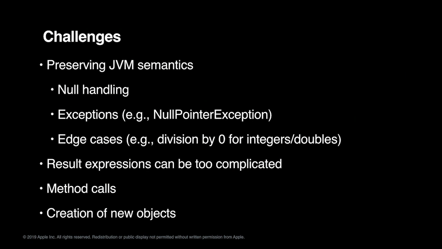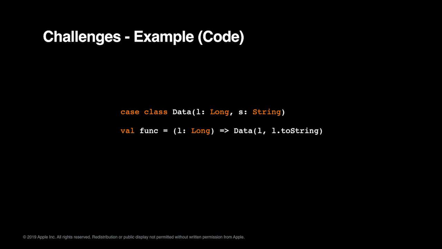Also, creating new objects is pretty complicated. I will walk you through an example that will show some of them, not all of the issues that you might face once you want to do a transformation like this. So we have a case class called Data, two fields, very simple, and then we have a function that takes a primitive long value and wraps it into an instance of the Data class, right? And it calls toString on that long value.